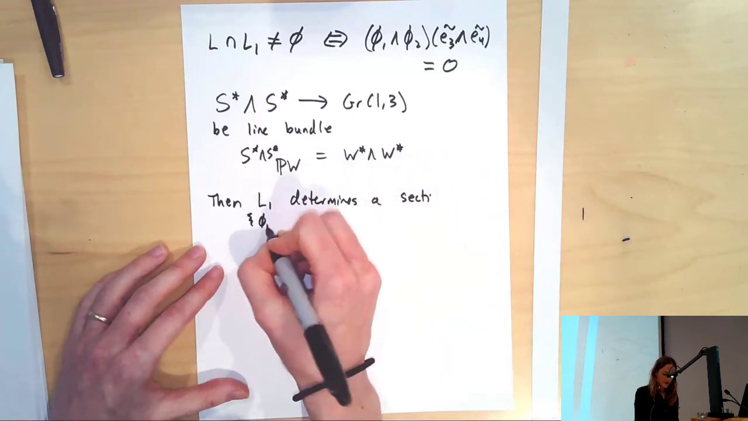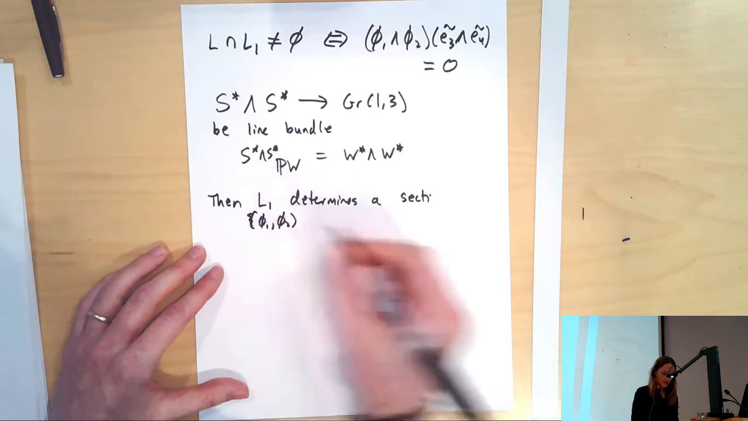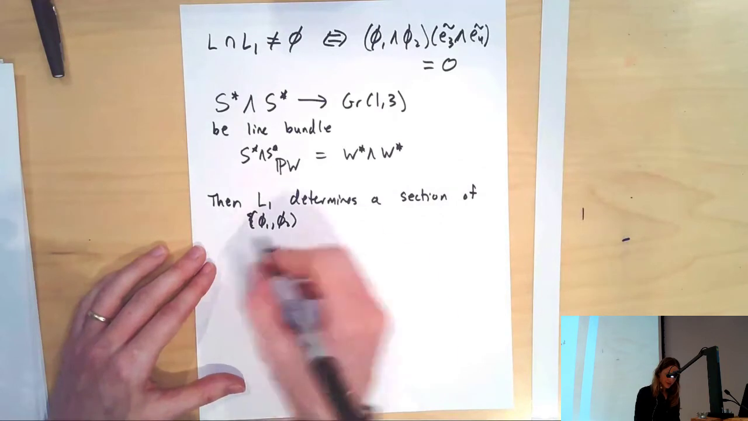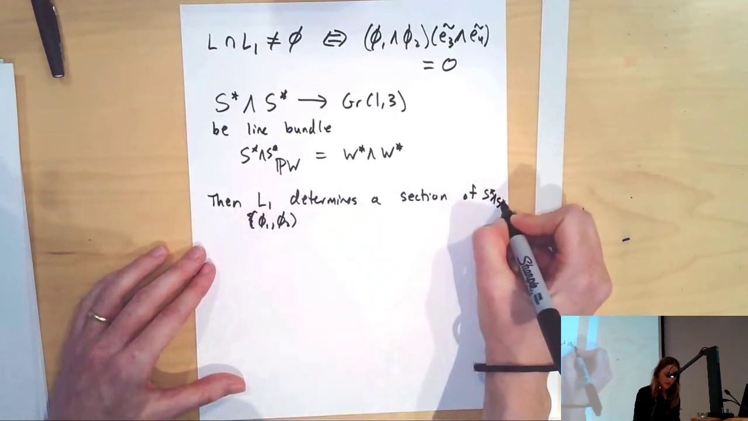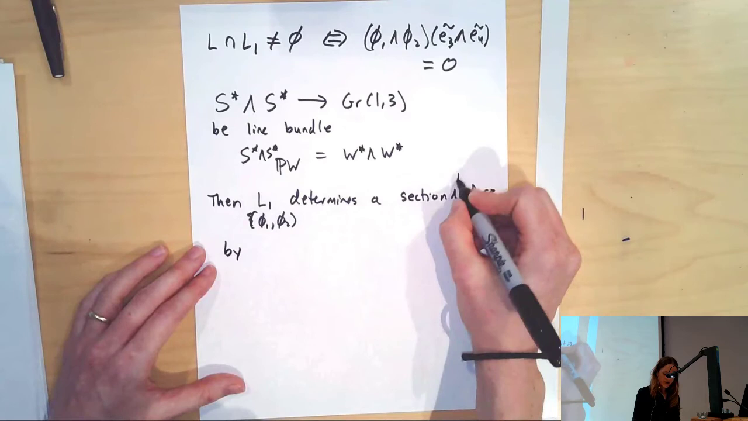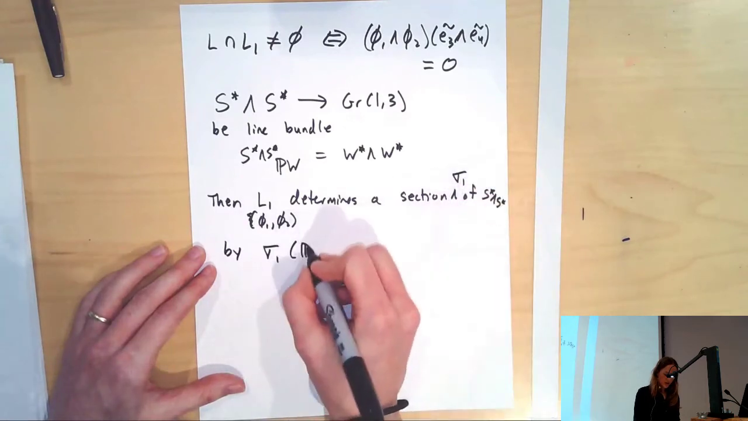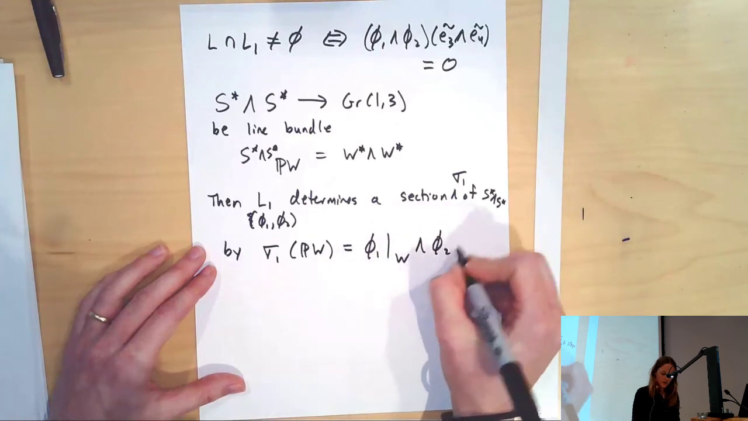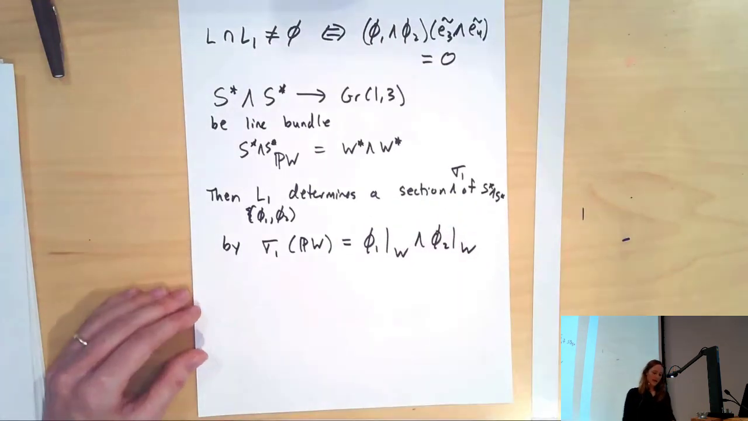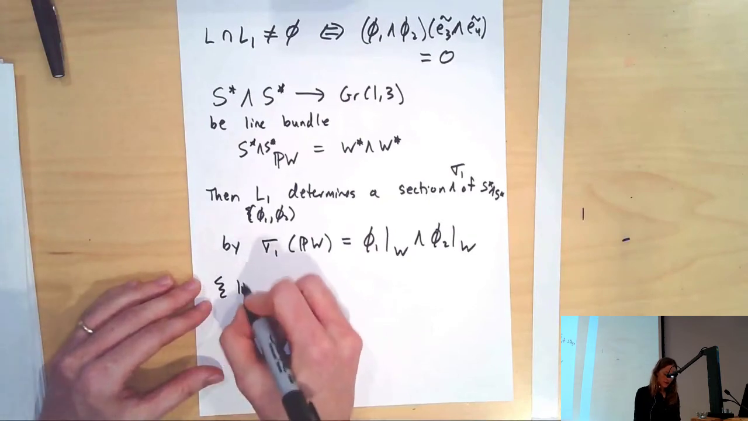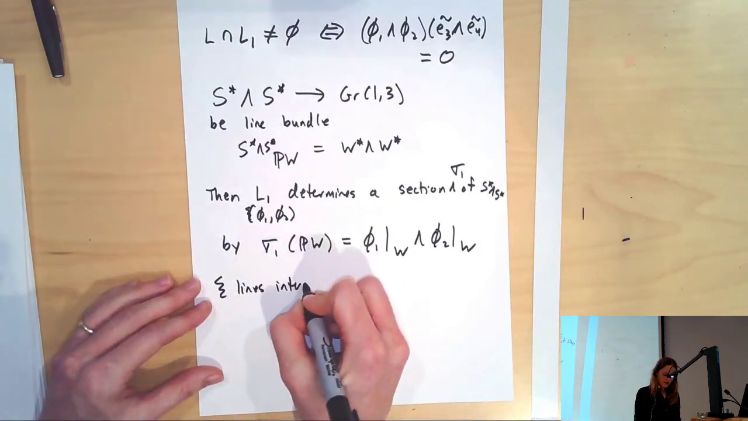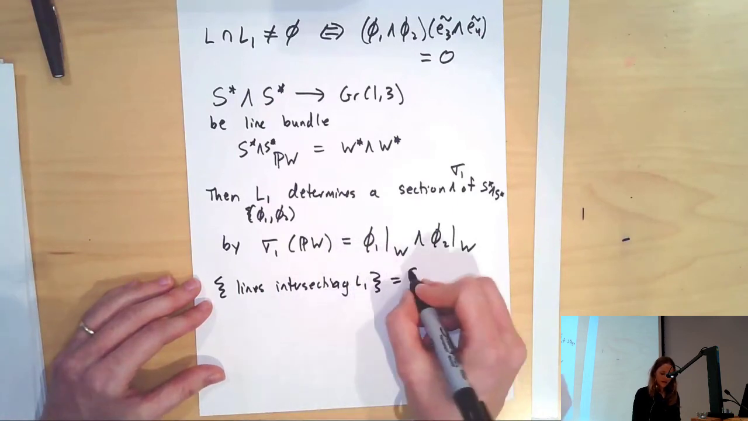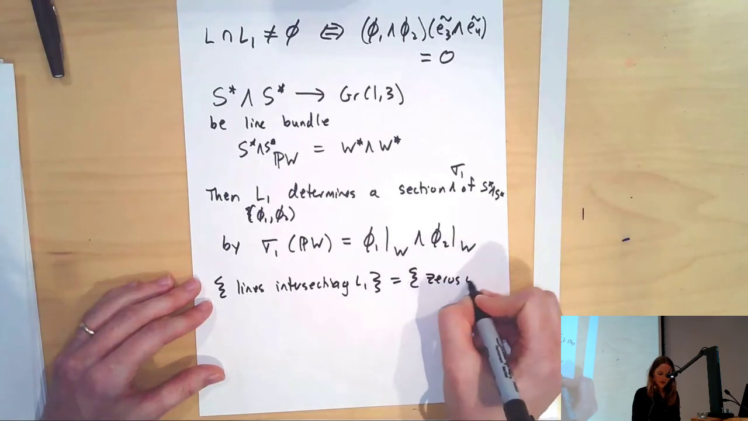So phi1 and phi2 determine a section of S dual wedge S dual, let's call this section sigma 1, where sigma 1 is phi1 restricted to W, wedge phi2 restricted to W. And then we have that the lines which intersect L1 are the same as the zeros of sigma 1.